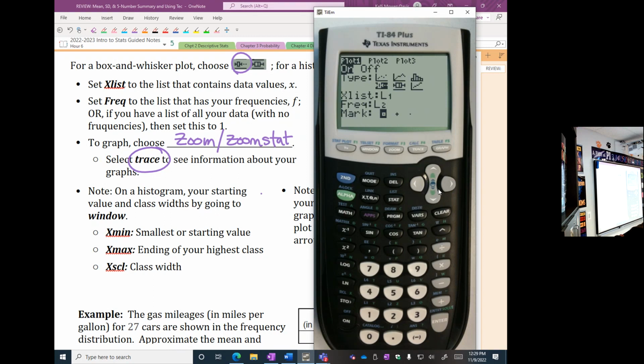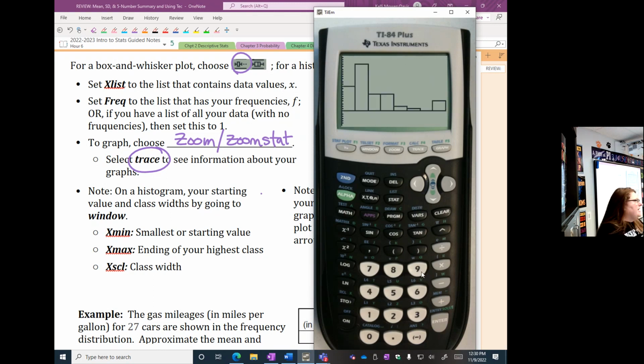Okay. And I'm just going to choose a different graph this time, the histogram. Now, notice Mark at the bottom went away because there's not going to be any dots here, so it doesn't need that. My X data is still in L1. My frequency is still in L2. I'm still going to do Zoom 9. And it gives me a histogram.